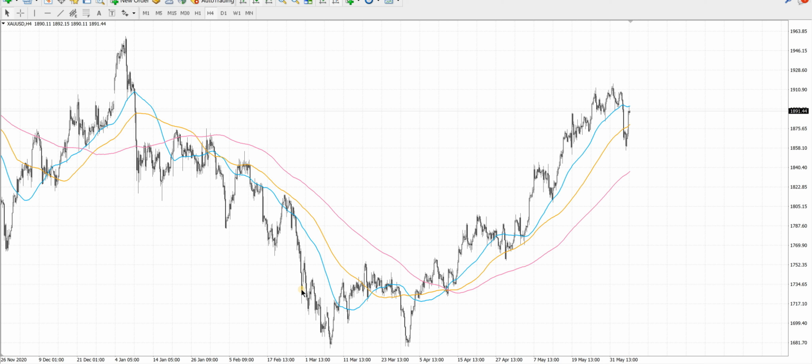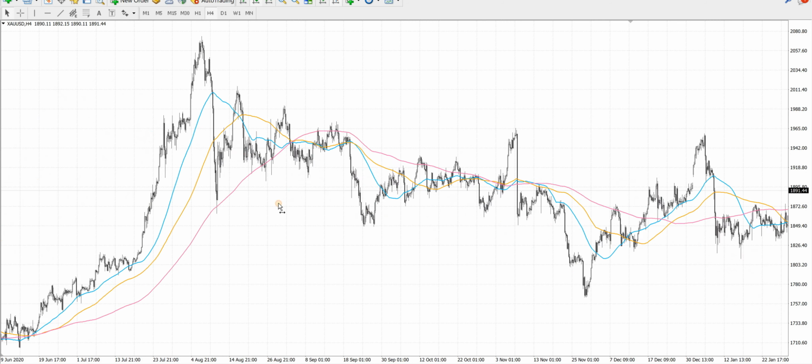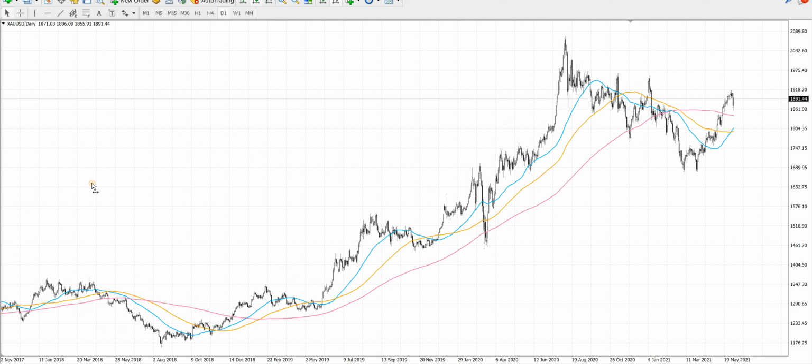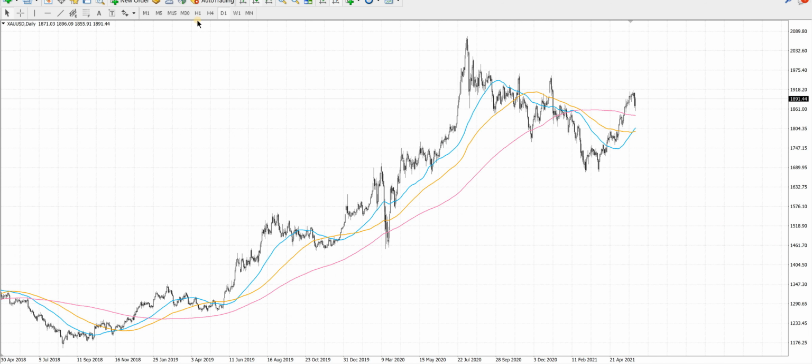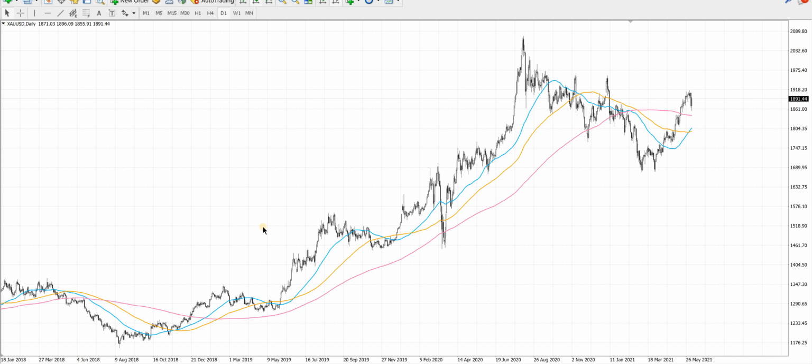So by combining the SMAs with the patterns, you have a trading strategy that works really well in both bear and bull markets. I love viewing gold on the daily chart. It gives a great big picture. Patterns are very clear and apparent. I'll mark a couple of them here for you right now.